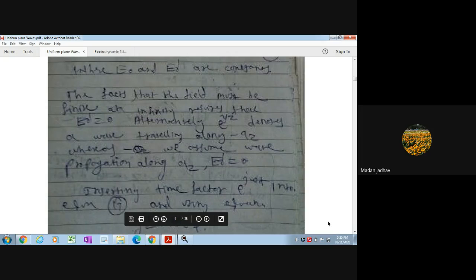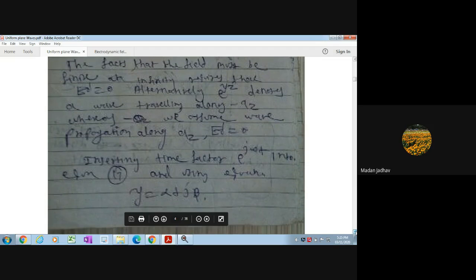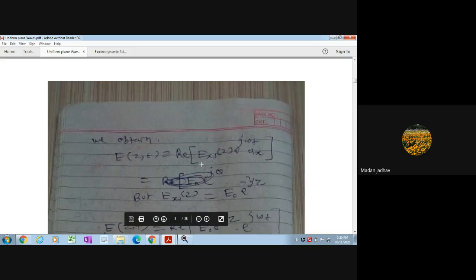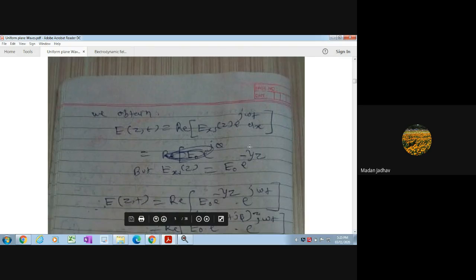And now we add the time factor e^(jωt) in the equation, and we can also replace γ by α plus jβ. Then the equation becomes, E(z,t) is equal to the real part, we are considering just the real part, not the imaginary part, of Exs(z) e^(jωt) ax. Now Exs(z) is nothing but the phasor quantity E0 e^(-γz).